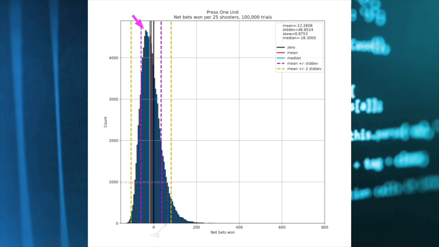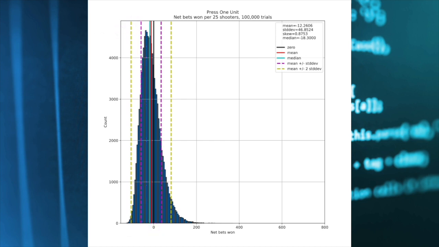Or consider this outcome. It happened more often than any other outcome in the 100,000 simulations. It's what statisticians call the mode of a distribution. It happened more than 4,500 times. Notice how it is to the left of the zero line, which means it lost money, maybe about 35 bets, or $350. Again, that's for a group of 25 shooters.